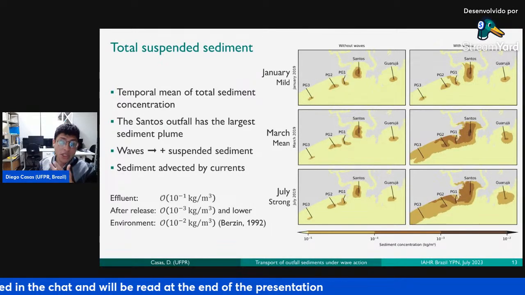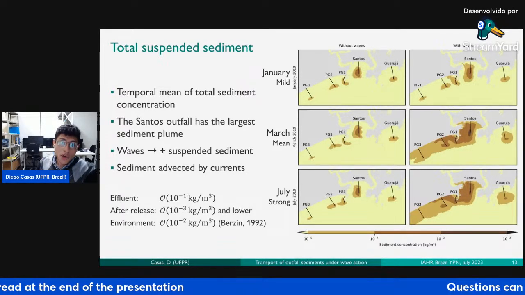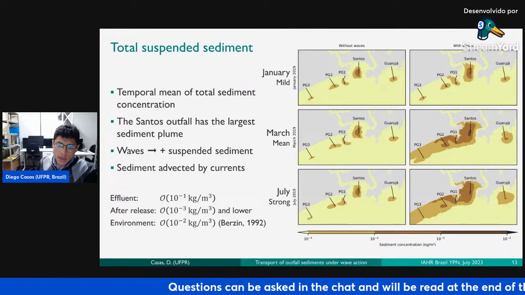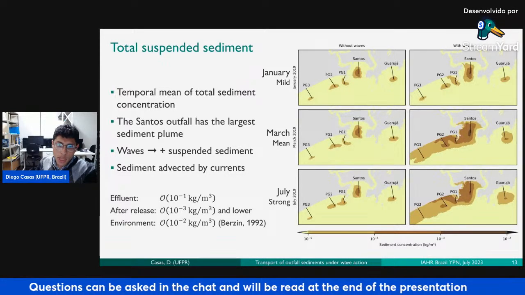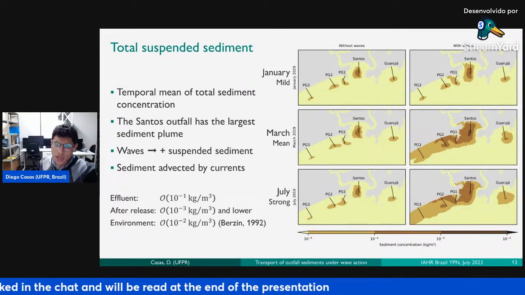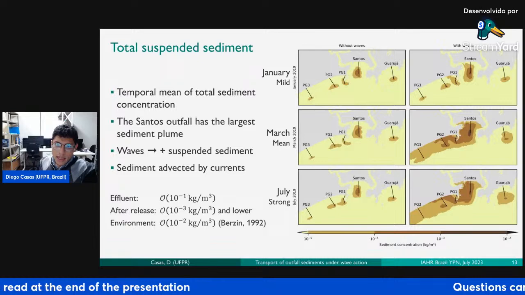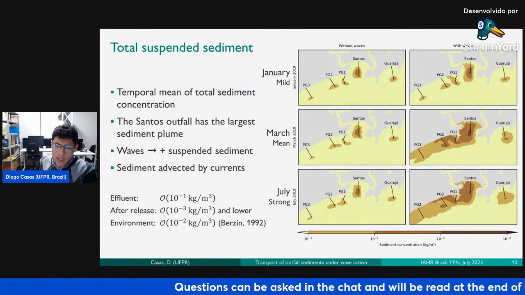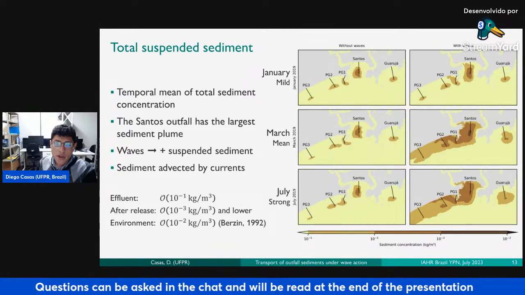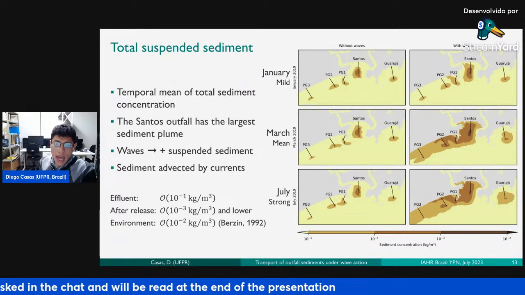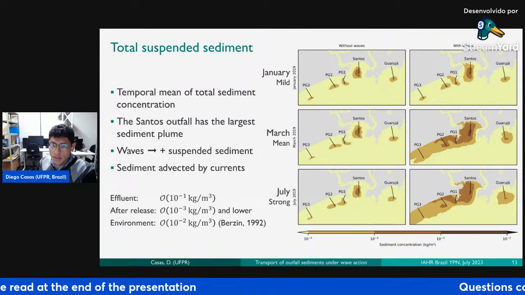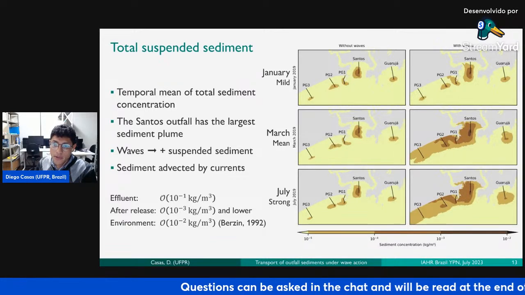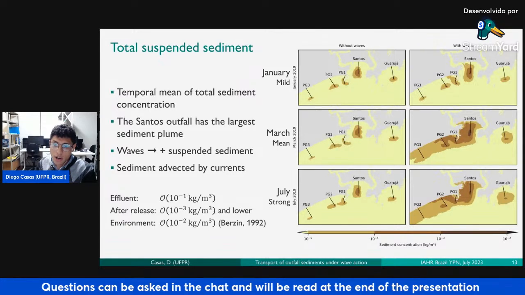Then some of our results, we have, for example, the total suspended sediment. We found that without waves in all of the months, January, March, and July, that correspond to mild, mean, and strong wave conditions, the sediment plume that was suspended in the overlying water column was more or less concentrated in a radius of about 1 to 2 kilometers. However, when we consider waves, that would be the second column here, especially for mean and strong wave conditions, the plumes become larger and larger.